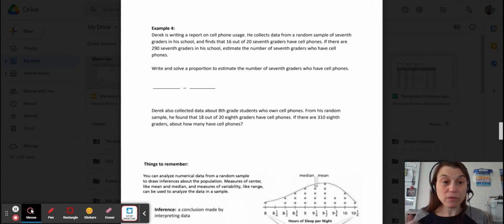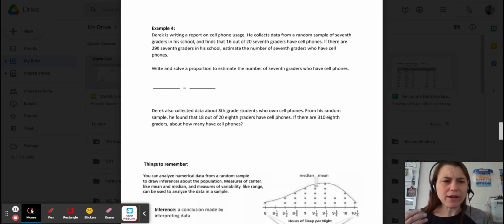Hi. So let's look at an example. This is the third example we're doing from lesson 6.1.6.2, but it's actually example number 4 from the book. We didn't do number 3.